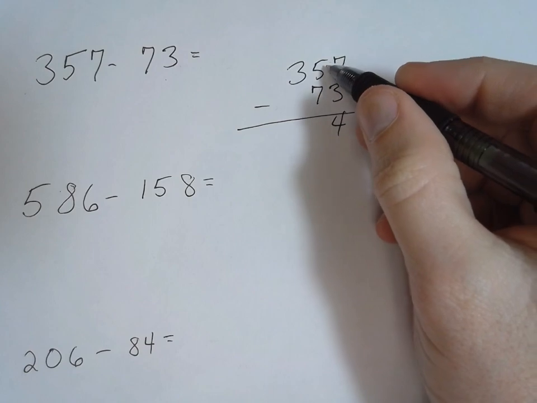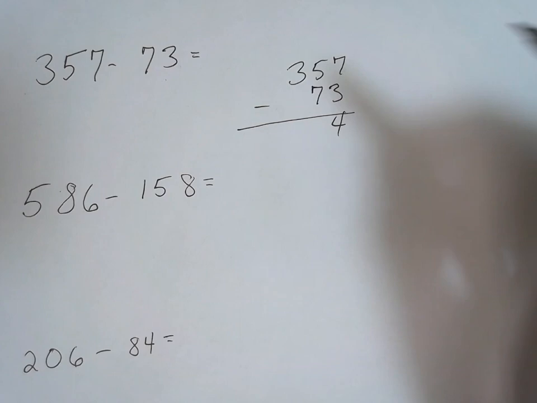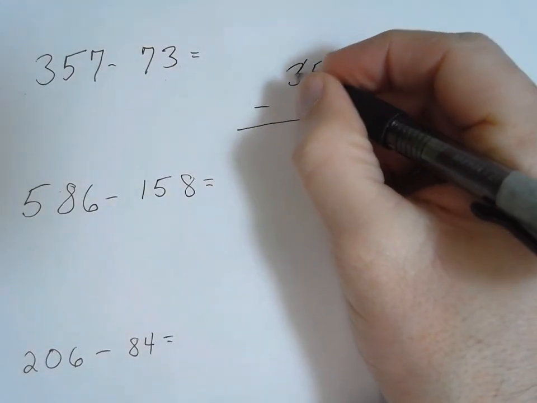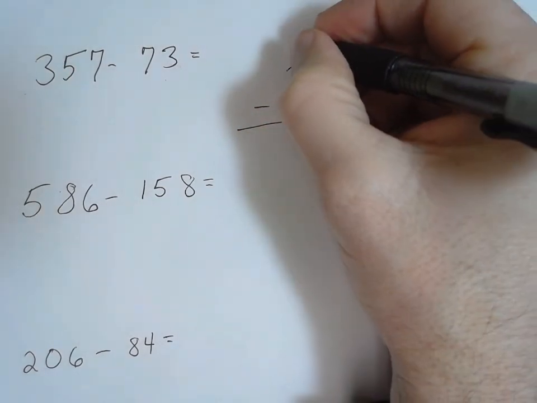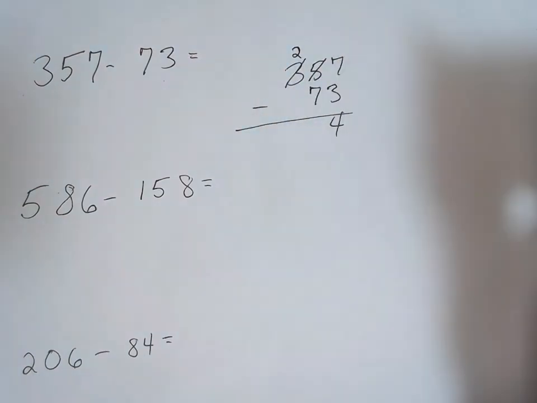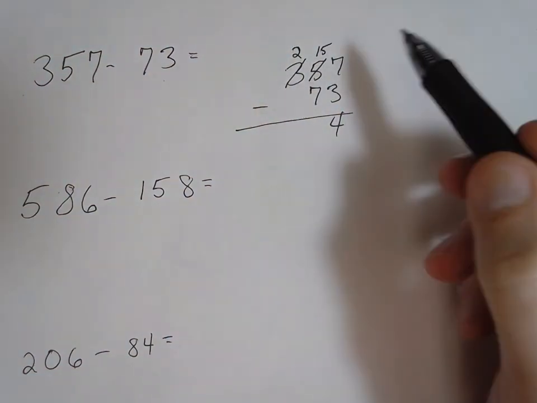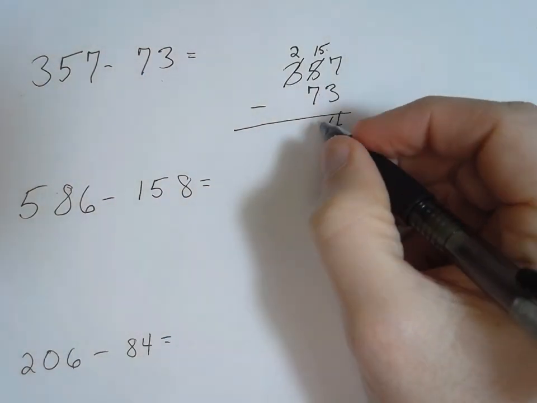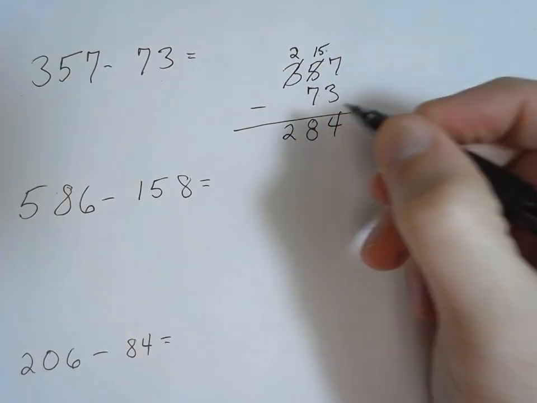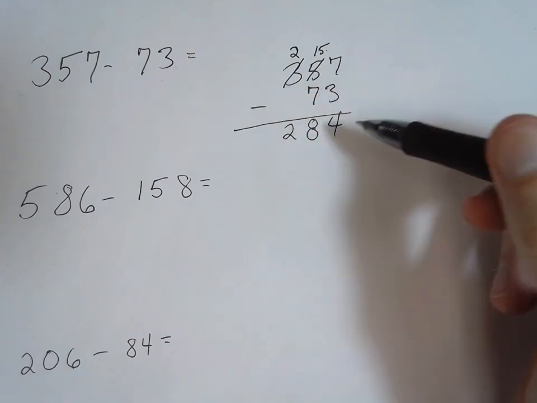And then I go over to my next column, and I ask myself the same question, can I do it? 5 minus 7, I cannot do it. And when I cannot do it, I need to go over to my neighbor and I borrow one package of cookies, and that package of cookies is worth 10 cookies, and I give all 10 cookies to the one who needed it. So my 5 becomes a 15, and now 15 minus 7 is 8, and 2 minus nothing is 2. So 357 minus 73 equals 284.